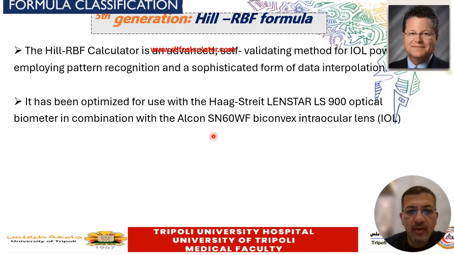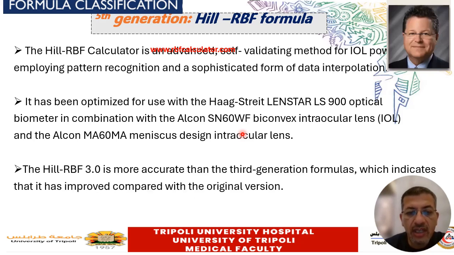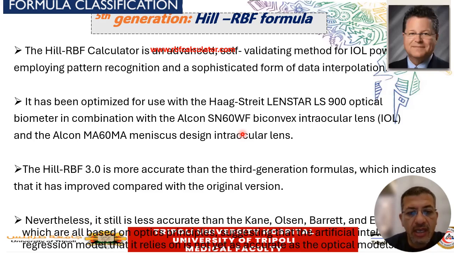Initially it was tied to the Haigis-Lenstar LS 900 and a special acrylic lens, the SN60WF. However, now they have extended the range to involve a wide range of intraocular lenses. The initial version shows better accuracy than the third generation, but it is not as accurate as the fourth generation, especially the Olsen formula and the Barrett formula. However, now the third version has shown a high degree of predictability and has been tied with different types of nomograms, especially toric IOL calculations.